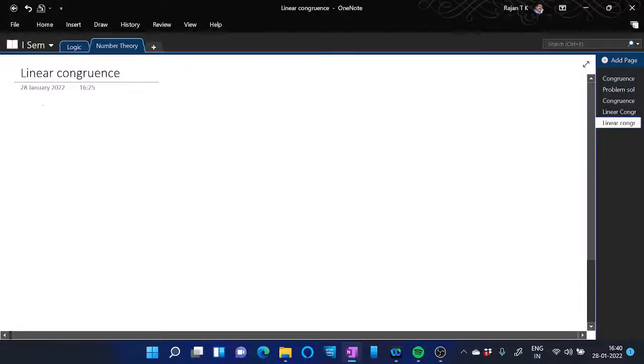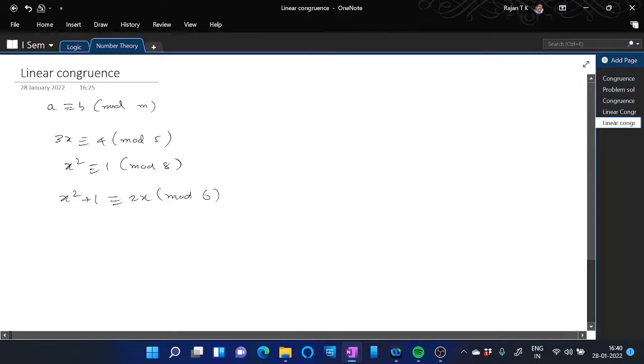In this section, we will see what is linear congruence. So far we studied relations like a congruent to b mod m, which involve only integers. Now we will see congruence relations involving variables, like 3x congruent to 4 mod 5, x squared congruent to 1 mod 8, x squared plus 1 congruent to 2x mod 5 or 6, likewise.